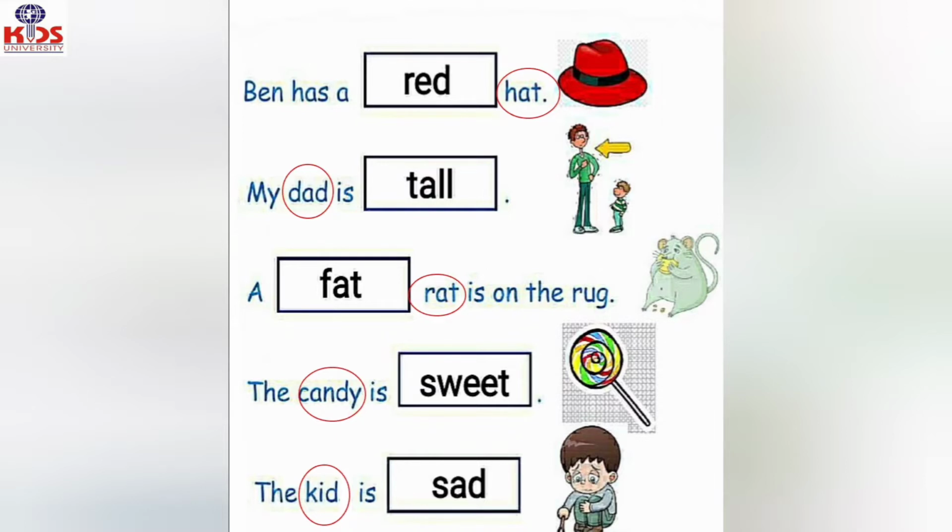The candy is sweet. Candy is a noun and sweet is an adjective. The kid is sad. Sad is an adjective and kid is a noun. The words red, tall, fat, sweet and sad are the adjectives here. They are describing the different nouns. These words are telling us the qualities of different nouns.